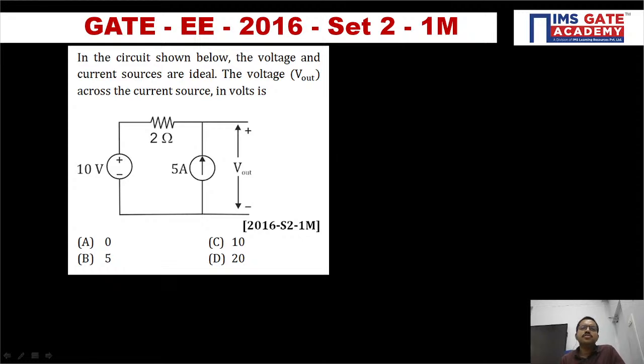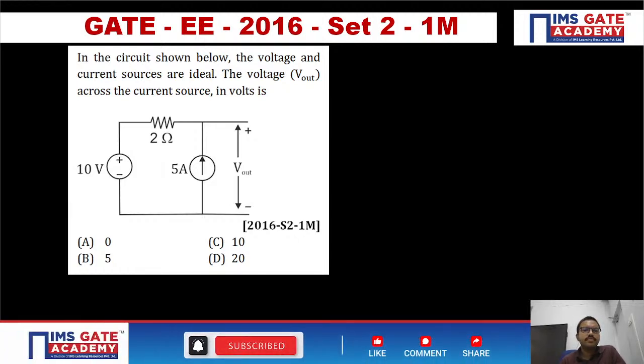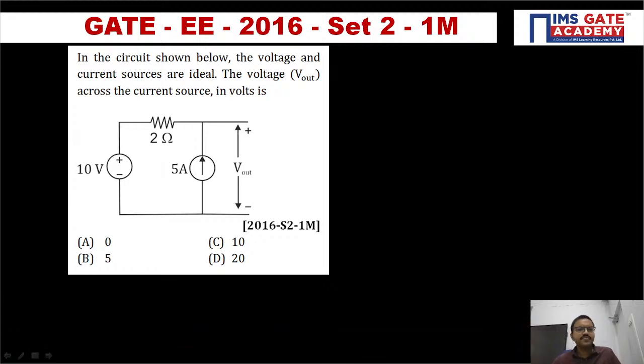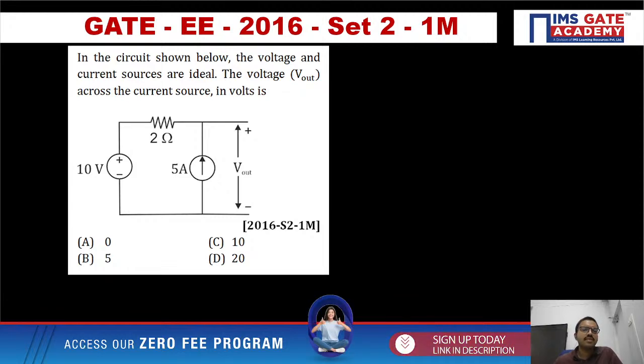Yeah, in this circuit, there is a 10 volt source, a 2 ohm resistor, and a 5 ampere current source. How are these three elements connected? Any guess? How are the 10 volt, 2 ohm and 5 ampere connected? Series or not? Yes, series only. How to say they are connected in series?